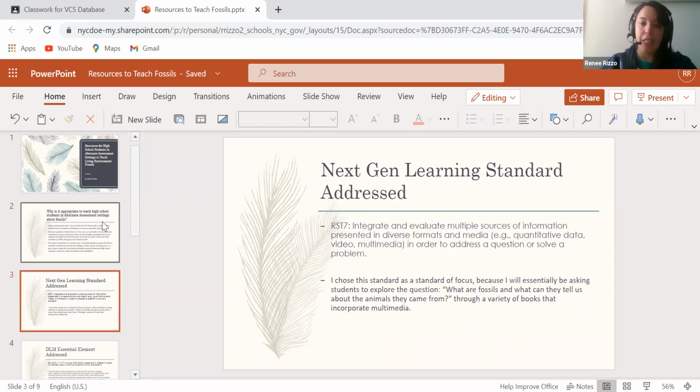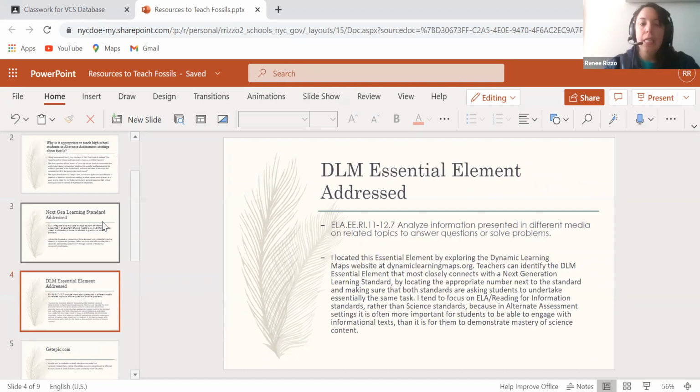Next Generation Learning Standard addressed: RST 7. Integrate and evaluate multiple sources of information presented in diverse formats and media in order to address a question or solve a problem. I chose this standard as a standard of focus because I will essentially be asking students to explore the question, what are fossils and what can they tell about the animals they came from, through a variety of books that incorporate multimedia.